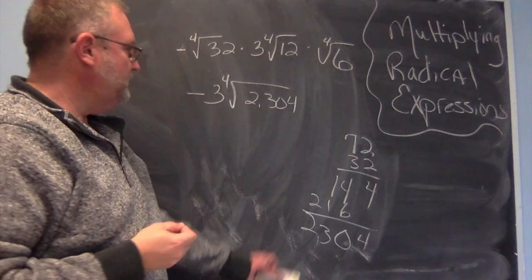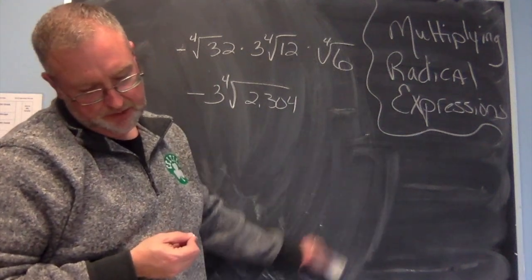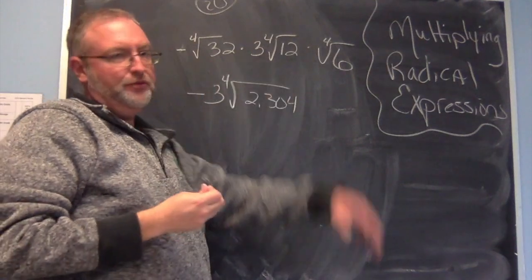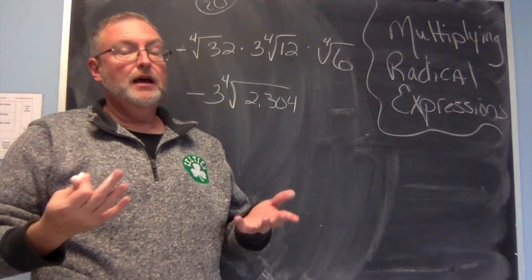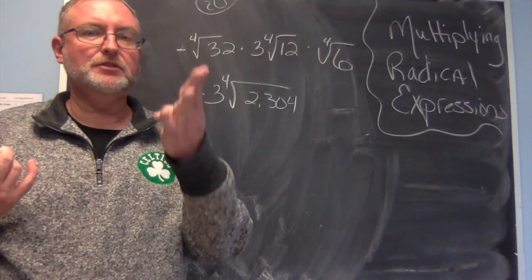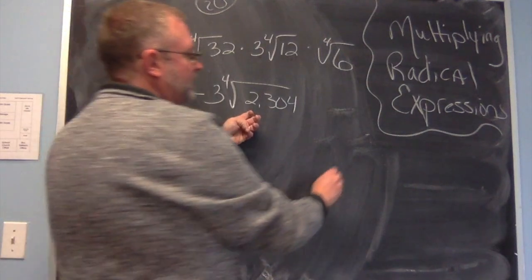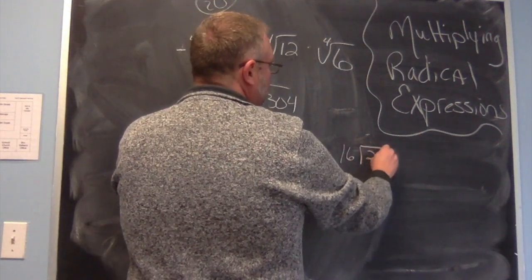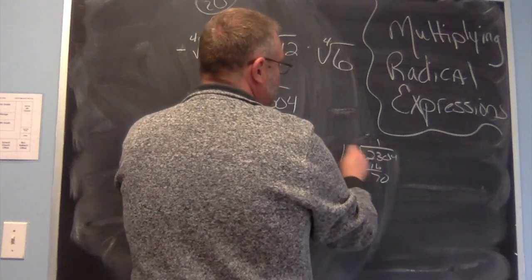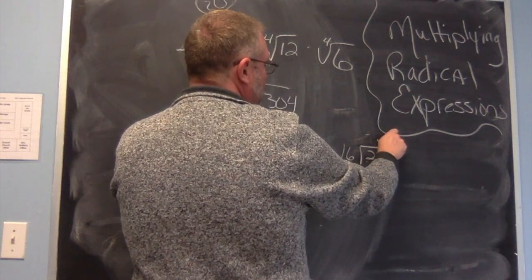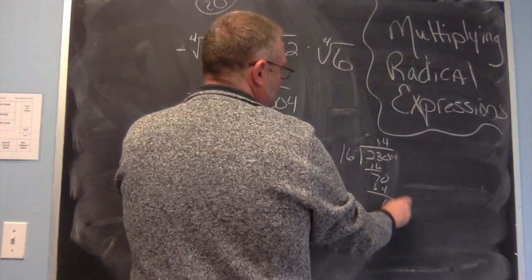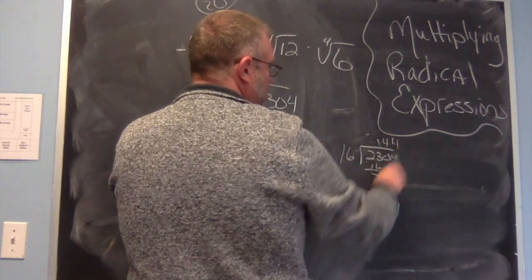All right, so a 4th root. One of the easiest things to do is start with my 2. 2 times 2 is 4, 4 times 2 is 8, 8 times 2 is 16. So will 16 go into that? Let's check it out real quick. 16 into 2304. 16 goes into 23 once. Then 16 goes into 74 4 times, which is 64. And 16 goes into 64 4 times.